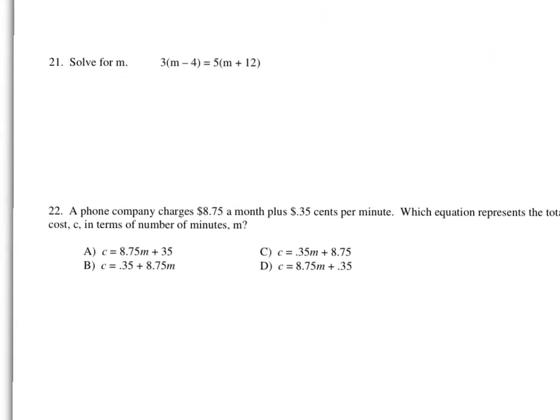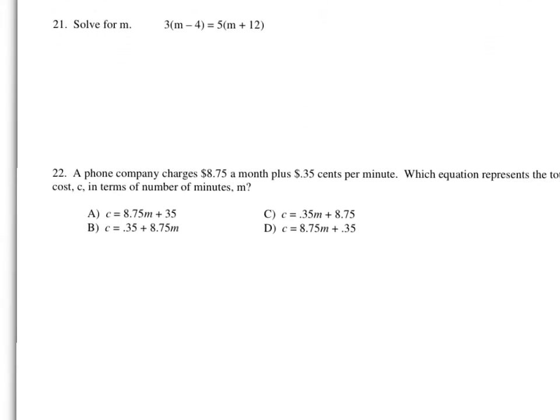21, solve for m. So they want us to find the value of m. What is m worth in this problem? It is an equation, so we will split the sides here, 2 sides of the equation. So I'm going to look at the left side of my equation and see if I can simplify it any, and I can. So we're going to distribute. So I get 3m minus 12. I'm multiplying 3 times each of the terms. And then we're going to distribute on the right side, so 5m plus 60.